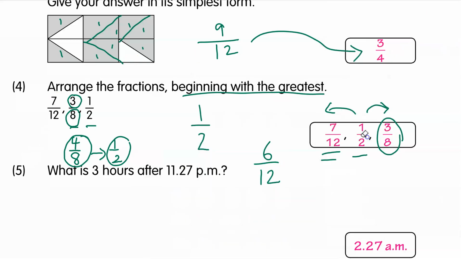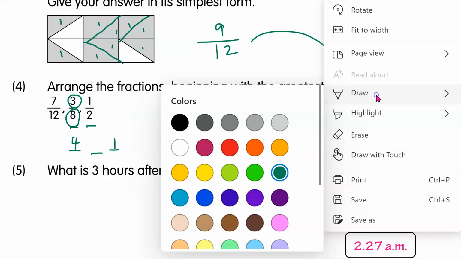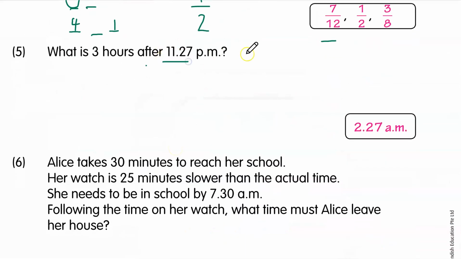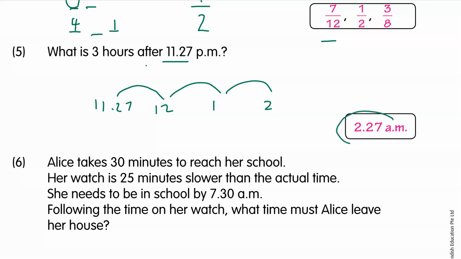Let's go to number 5. 3 hours after 11:27. This is a very simple question. So this is 11:27, right? So 3 hours, 1 hour later is 12:27 p.m. Then 1 p.m. 27. Then later is 2 p.m. 27. So it's 2 p.m. or a.m. Sorry, this is p.m. This has got to be a.m. Be very careful.